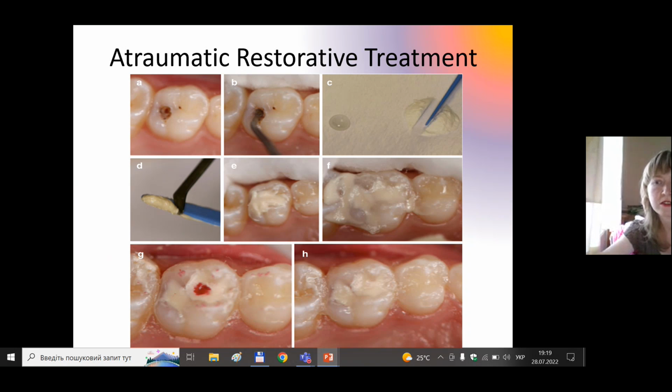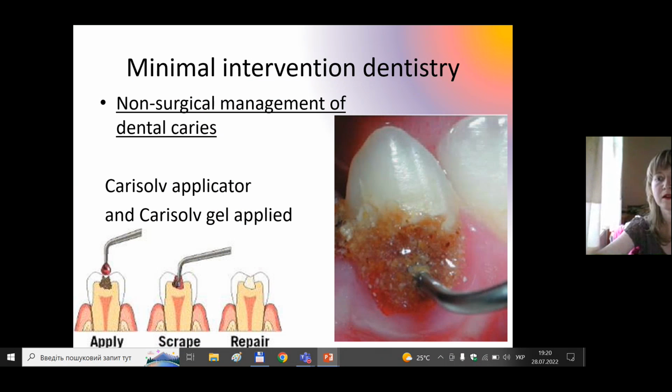It's essential because children usually have some misunderstanding of what to do with this sound from the handpiece. And it's easy for them to stand just manual cavity preparation. And this atraumatic restorative treatment goes into the category of minimal intervention dentistry.